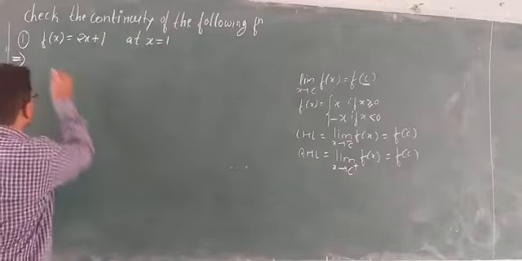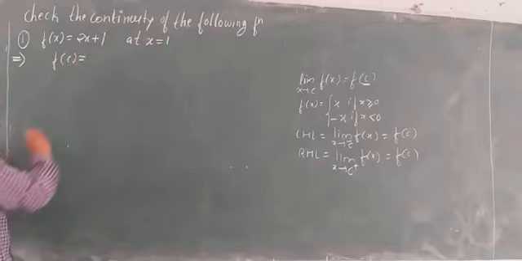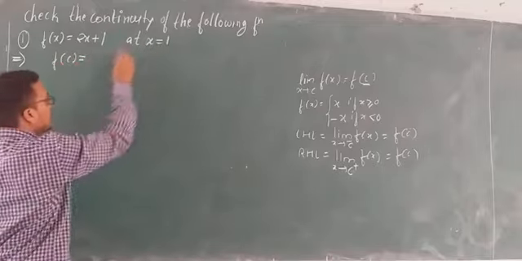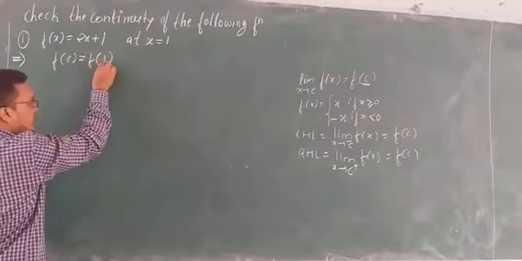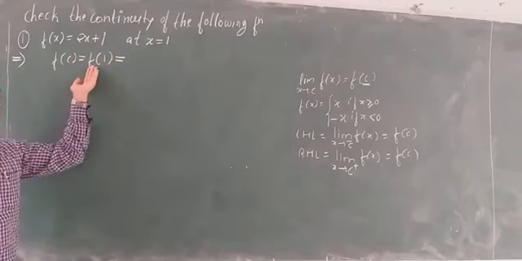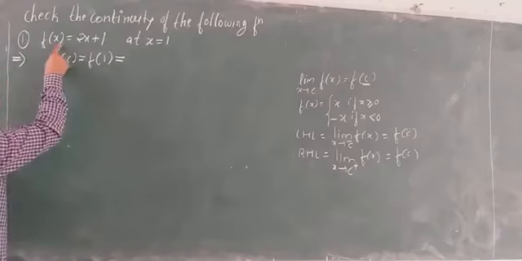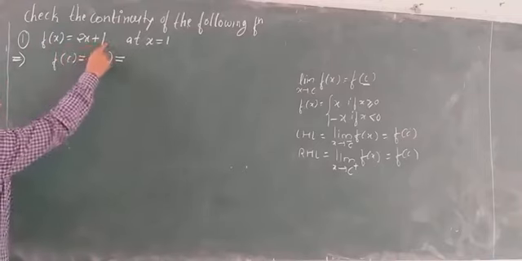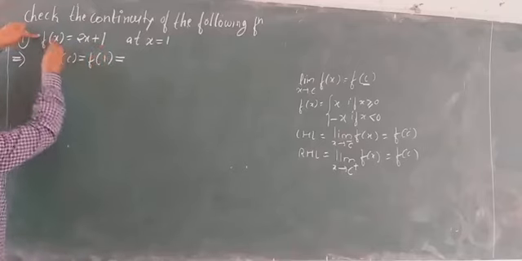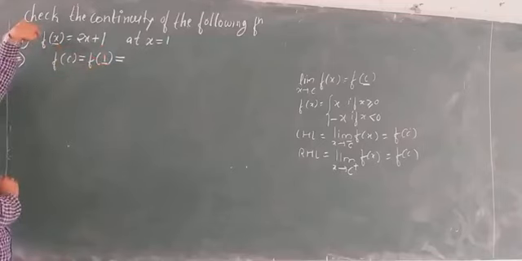Okay, so first we have to find f of c here. But as I told you, c is what here? 1. So f of 1. You have to find out the value of this f of 1. But how to find? See, what is your f of x? 2x plus 1. If you compare these both, here it is x, but in the place of x, what are we having? 1.